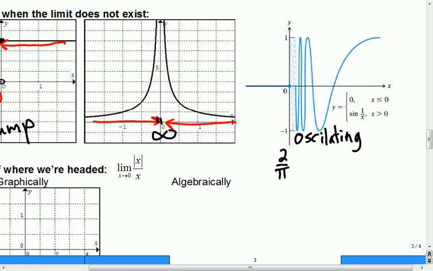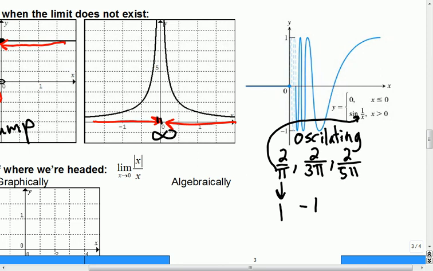That reciprocal would give me a value of pi over 2 when I stick it in. Are we with me so far? Because if I put this in here, that'll be the sine of pi over 2. That's 1. The next place I'm going to pick is 2 over 3 pi. Where would I be now? Negative 1. The next place I'm going to pick is 2 over 5 pi. Where would I be this time? 1. Yeah, sine of 5 pi over 2. This would be at 1.